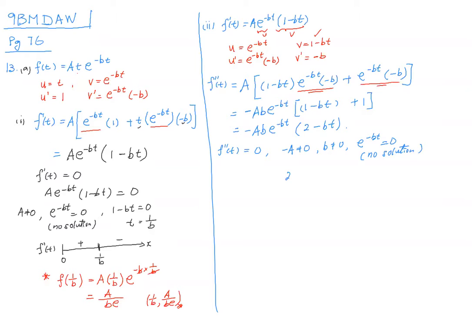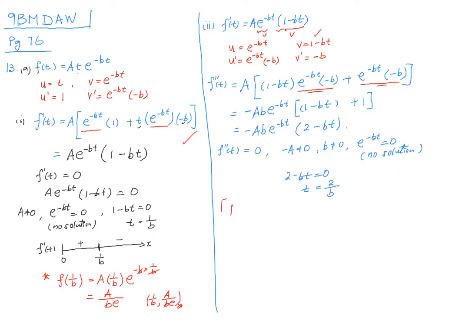And 2 minus bt equal to 0. So t equal to 2 over b. So I have proven that. And this point of inflection, we call it a non-horizontal point of inflection, a non-stationary inflection point, because this value doesn't appear here. And if you look at 2 over b, okay, so I proved that I've done whatever I need to.